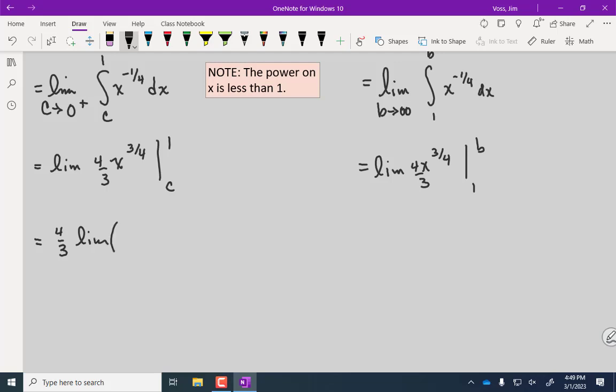So limit of 1 to the 3/4, which is just 1, minus c to the 3/4. And then over here, same thing. Let's pull out the 4/3. And then we're going to have limit of b to the 3/4 minus 1. This limit is as c goes to 0 from the right, and this is as b goes to infinity.